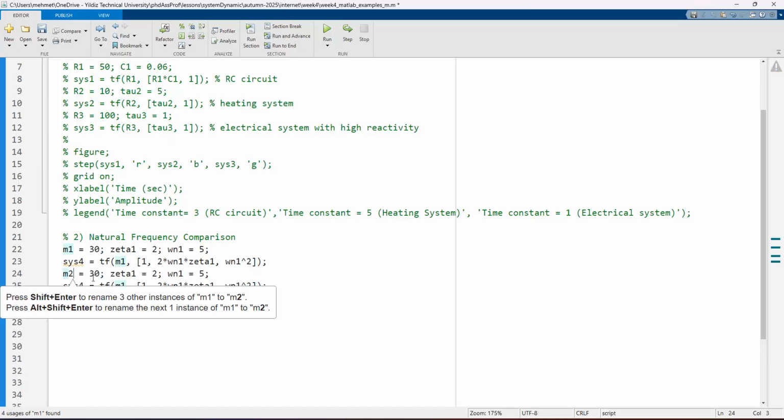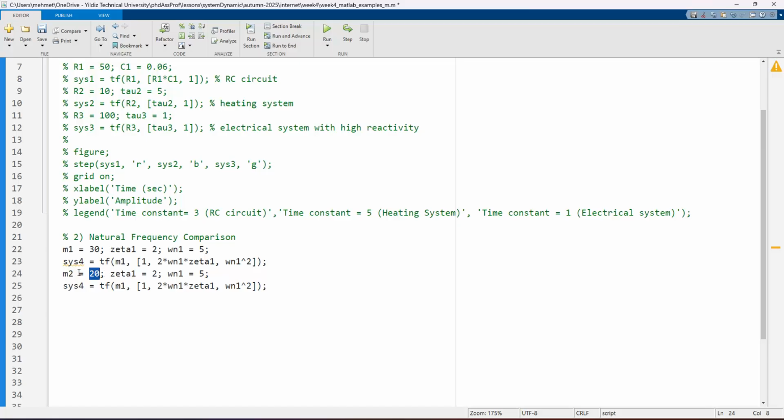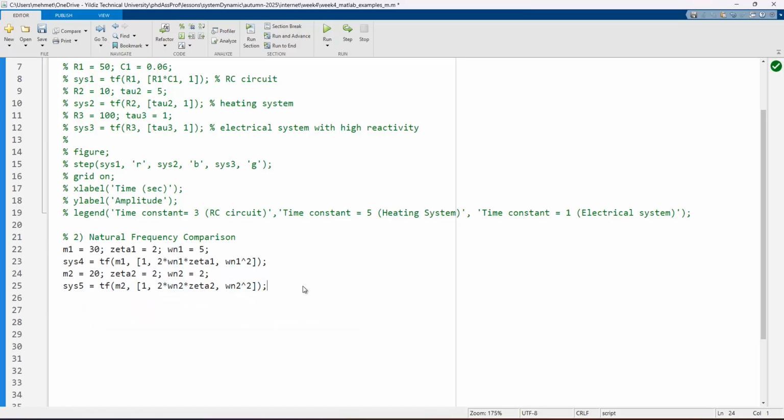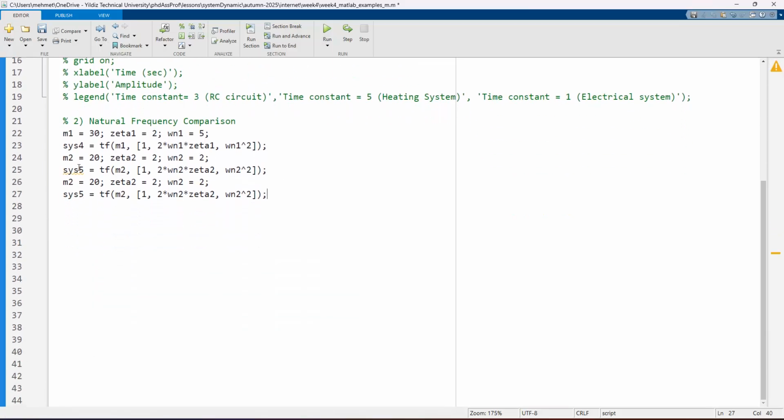This is the m2. We can set the different values in here, and zeta 2 is equal to 2, and w2 is assigned with the 2 value. Okay, and so this is the 5, and so 2, 2, 2 and 2 is assigned. Also we need to give the other parameters in here, m3 10, 2, 1. Okay, and so 3, 2, 3, 3.